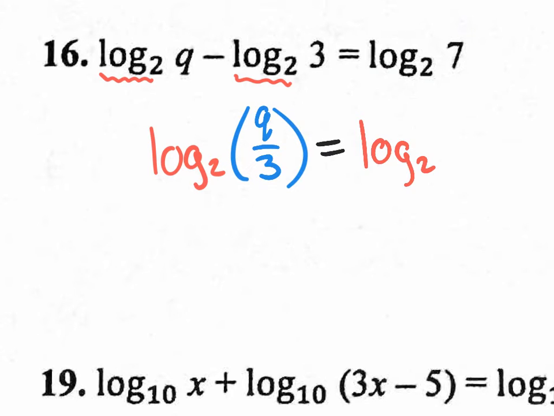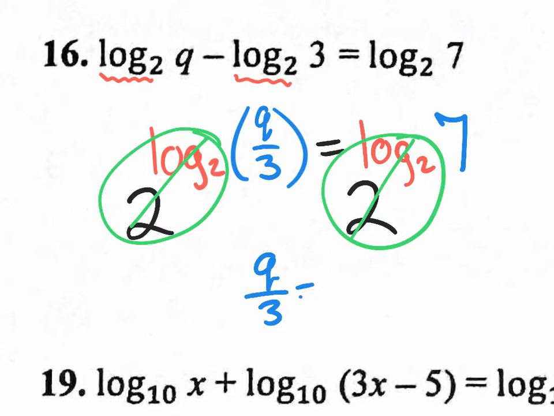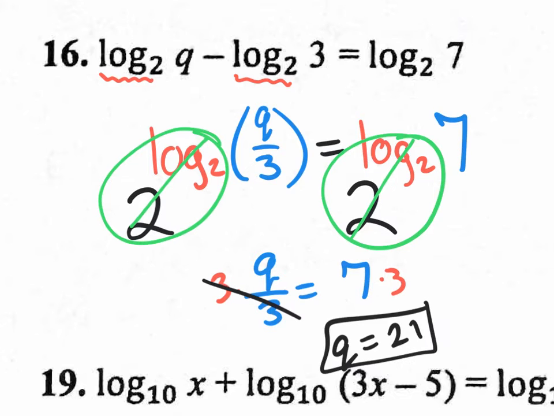We're not doing anything to that guy. And of course, because we have log base 2 on both sides of this equation, you could raise both sides of the equation to become powers of base 2. That way, 2 to the log base 2 eliminate. 2 to the log base 2 eliminate. Our new equation becomes q divided by 3 equals 7. So I simply multiply by 3, and I will get q equals 21.